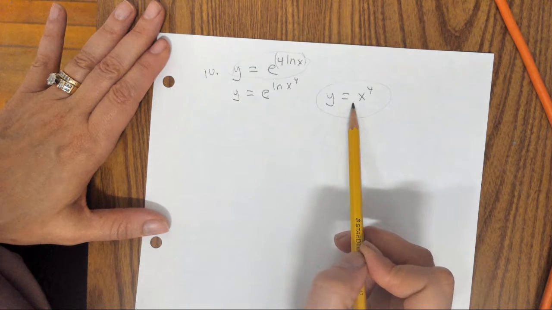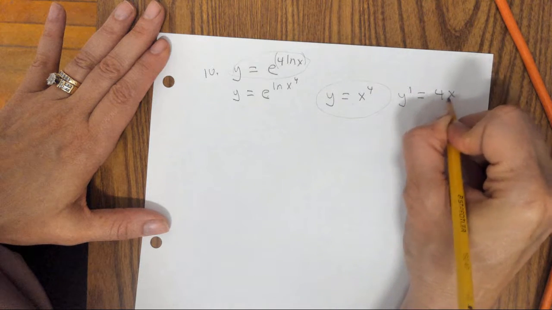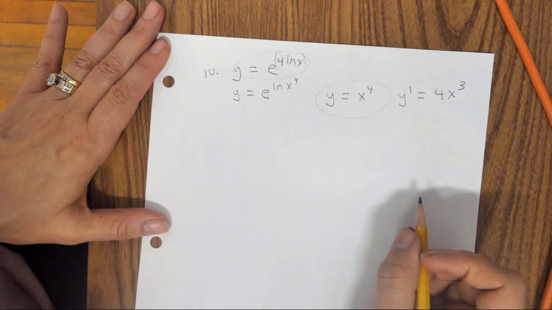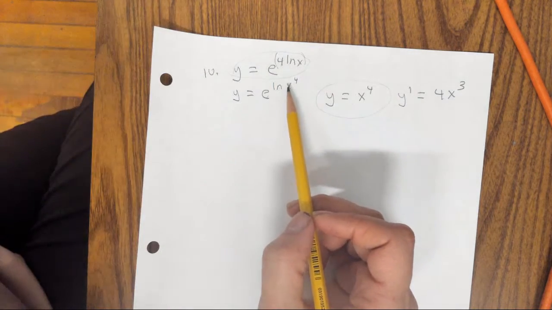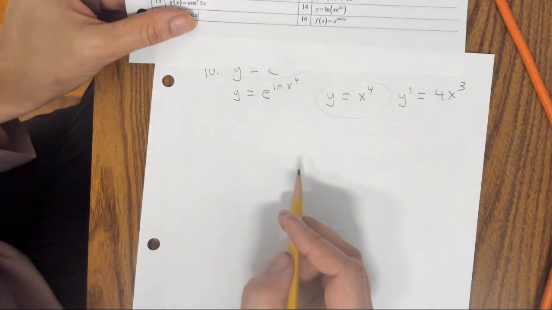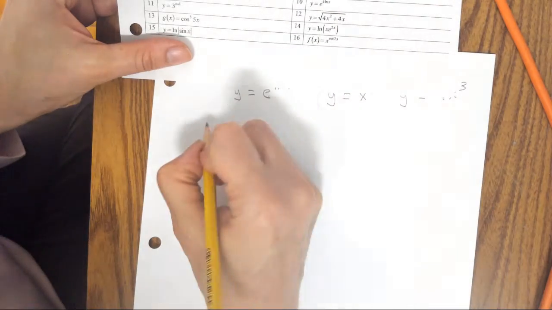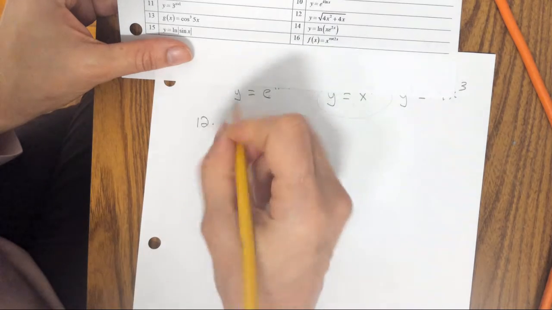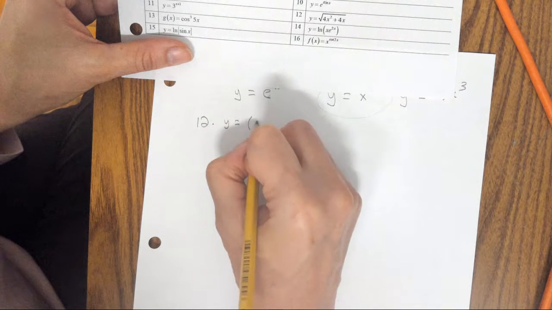And now to find the derivative, well, we just need power rule. y prime equals 4x cubed. Done. So again, it's just a matter of recognizing some of our math properties. Then if we look at number 12, we have y equals and some kind of radical. And since we're finding the derivative, we will write it in exponential form.